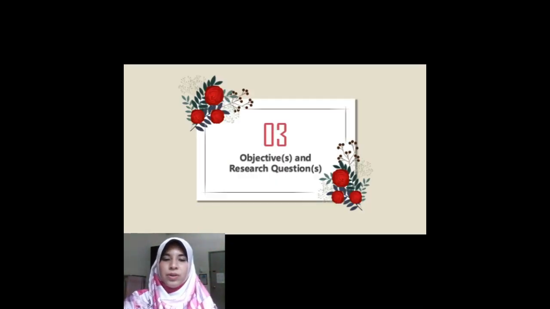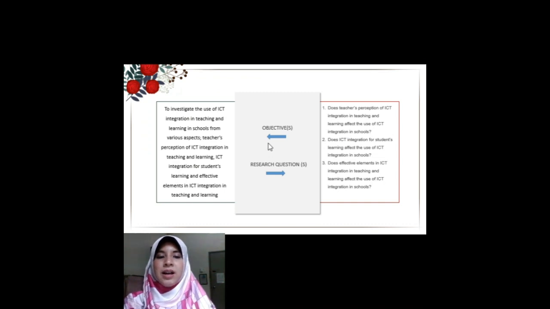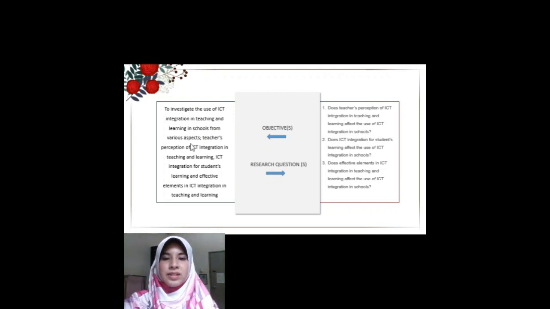Third, the objectives and research questions. So the objective that I have developed in my research study is to investigate the use of ICT integration in teaching and learning in schools from various aspects, which are teachers' perception of ICT integration in teaching and learning, ICT integration for students' learning, and effective elements in ICT integration in teaching and learning.